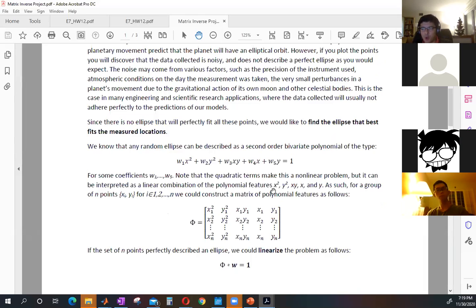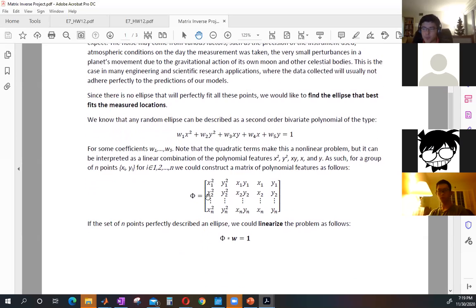We could put all these polynomial features into a matrix like this. These are the x's, and each row represents one point. So for the first point, x comma y, here's the x squared, y squared, xy, x and y. The second row is the same for the second point, and so on all the way through the last point, n, which in this case is like 1600 or something like that.